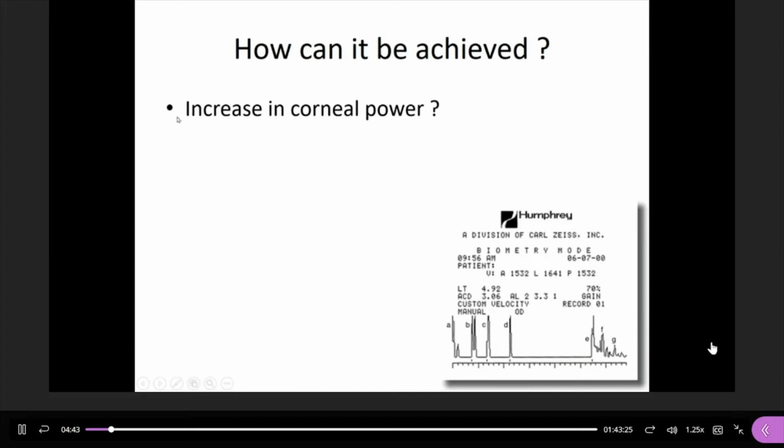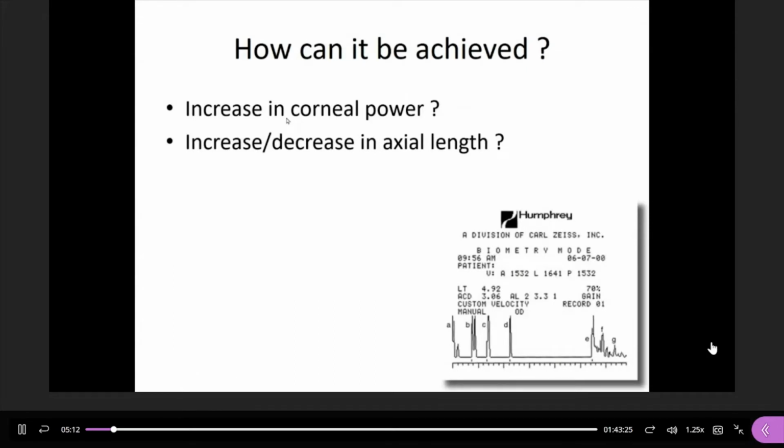To see whether accommodation will trigger an increase in corneal power, one thing you can do is to measure the corneal power both before and after accommodation. And of course, they find that the corneal power remains more or less constant during accommodation. So that means the accommodation is not triggered by an increase in corneal power.